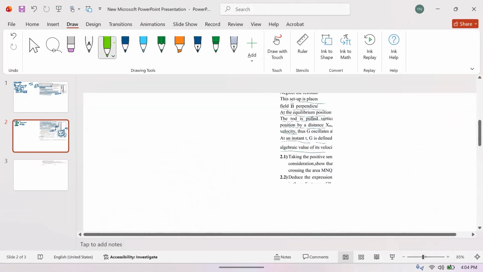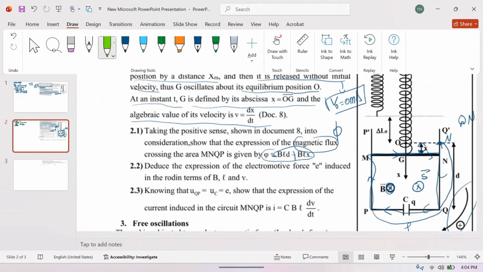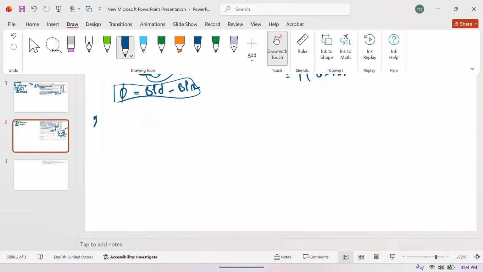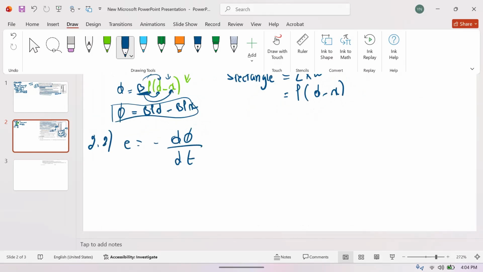Now, in 2.2, deduce the expression of the electromotive force E induced in the rod in terms of B, L, and V. So we want to find E, and it's the second formula that you have to know, which is E equals minus the derivative of the flux over dt, the derivative of what you already got in the previous question. What is the derivative of BLD minus BLX?